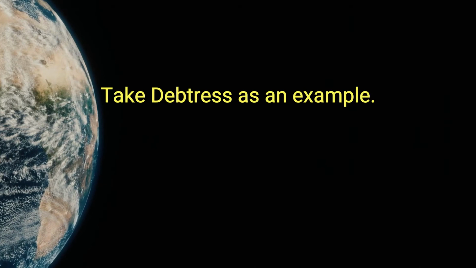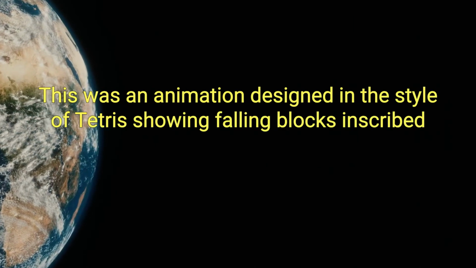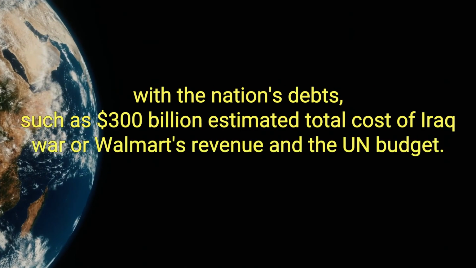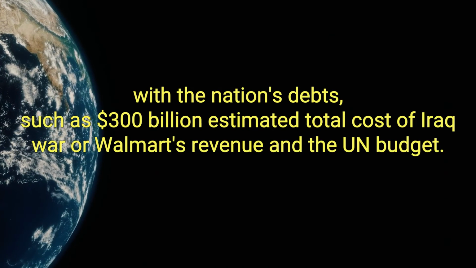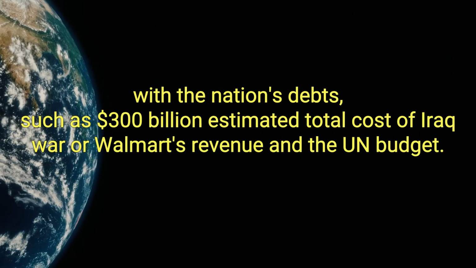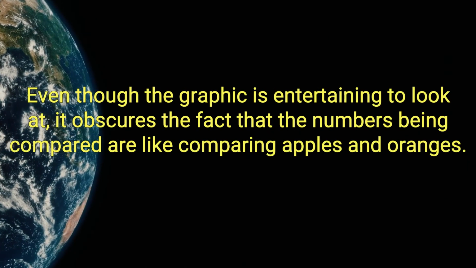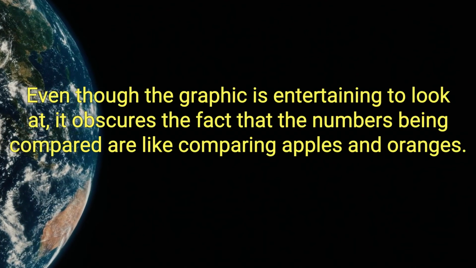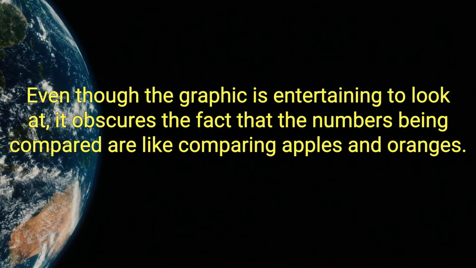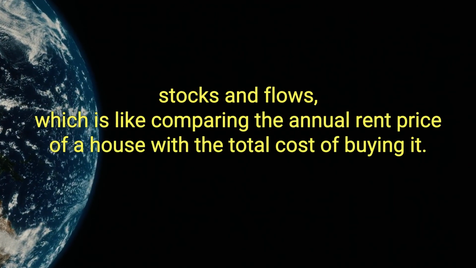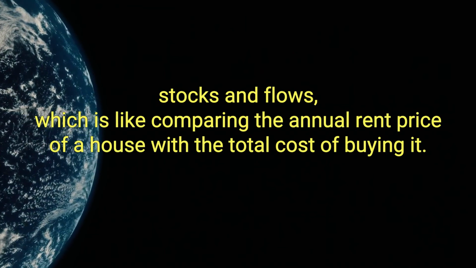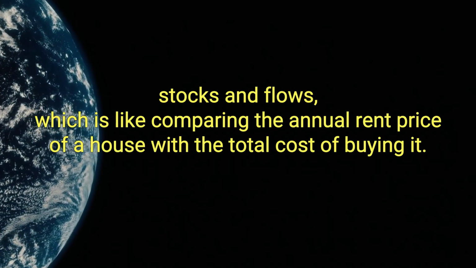Take Debtris as an example. This was an animation designed in the style of Tetris, showing falling blocks inscribed with the nation's debts, such as $300 billion estimated total cost of Iraq war, or Walmart's revenue and the UN budget. Even though the graphic is entertaining to look at, it obscures the fact that the numbers being compared are like comparing apples and oranges. This particular animation actually showed both stocks and flows, which is like comparing the annual rent price of a house with the total cost of buying it.